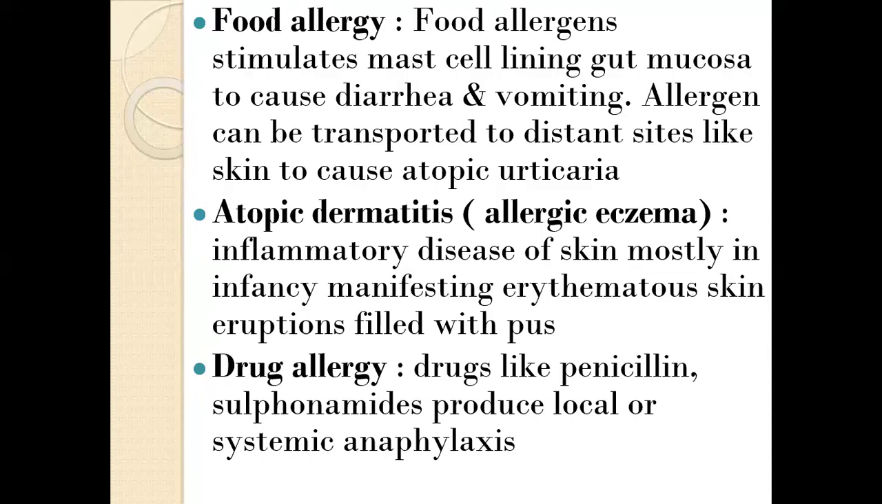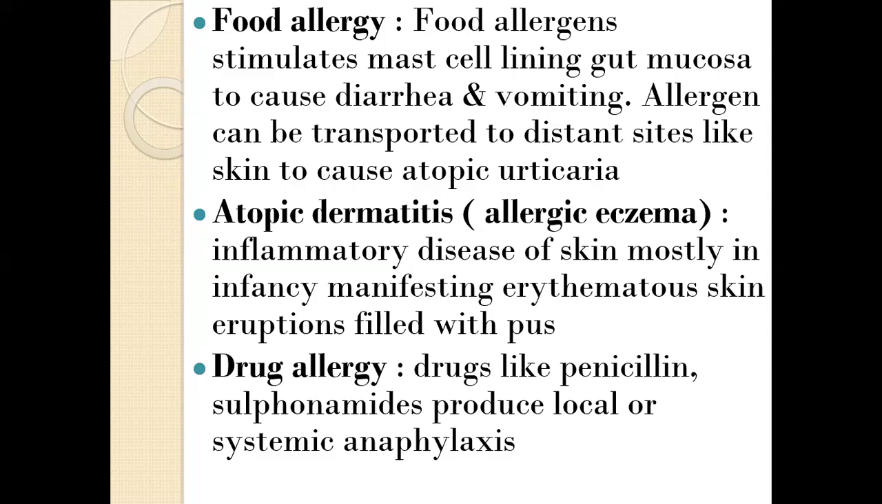So next is food allergy. That's also a type of type 1 hypersensitivity. Food allergens stimulate mast cells lining the gut mucosa to cause diarrhea and vomiting. Allergen can be transported to distant sites like skin to cause atopic urticaria.